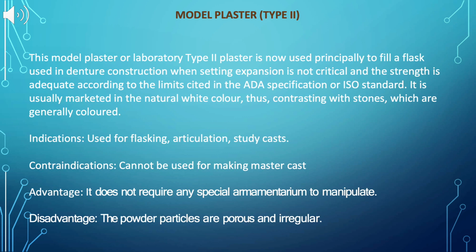Model plaster, type 2. This model plaster or laboratory type 2 plaster is now used principally to fill a flask used in denture construction when setting expansion is not critical and the strength is adequate according to the limits cited in the ADA specification or ISO standard. It is usually marketed in the natural white color, thus contrasting with stones, which are generally colored.